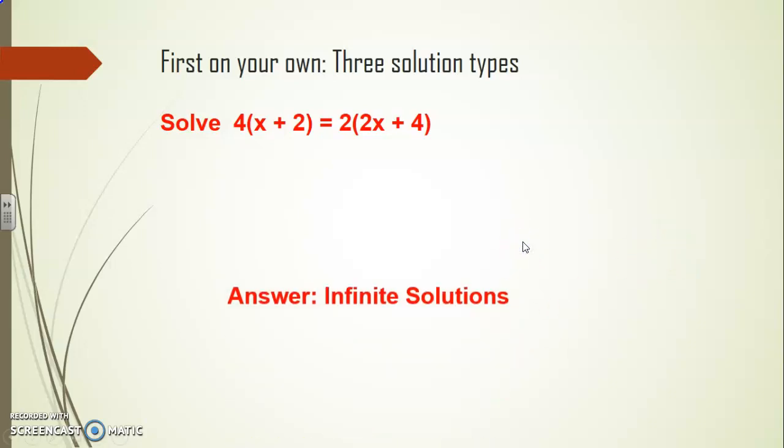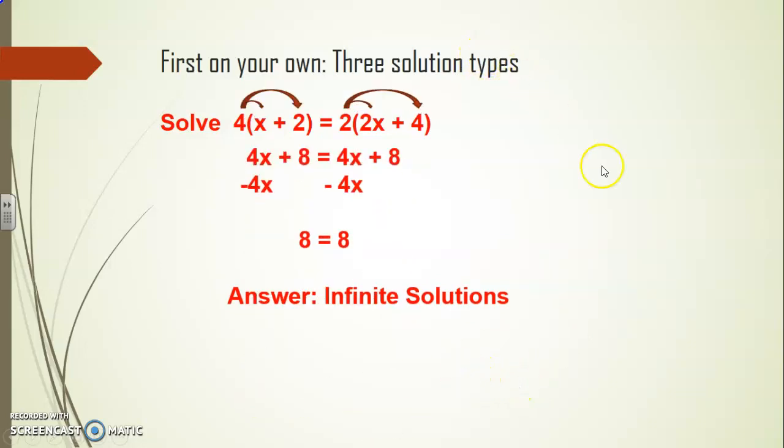You should have got the final result, infinite solutions, and here's your work in between. You would distribute on both sides of the equation and go from there. Now, when you subtract your coefficients on both sides, you end up with a true statement. 8 does equal 8. So there are infinite possible answers that you could substitute for x in your original equation.